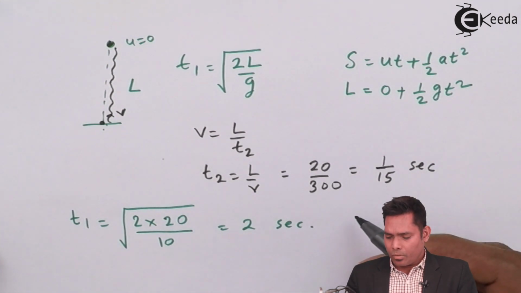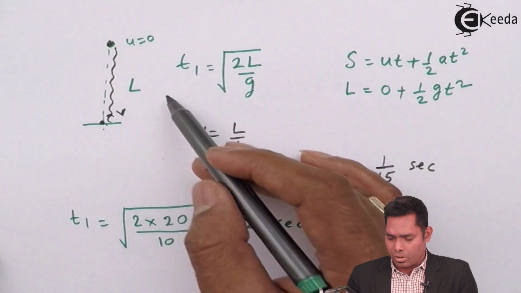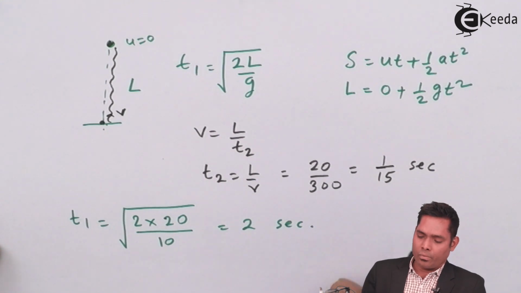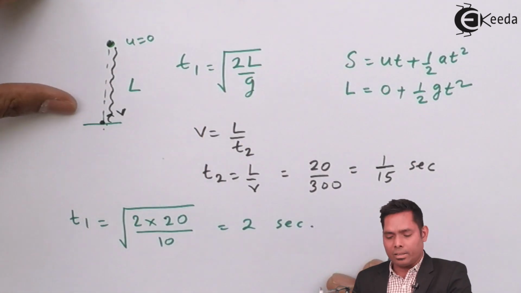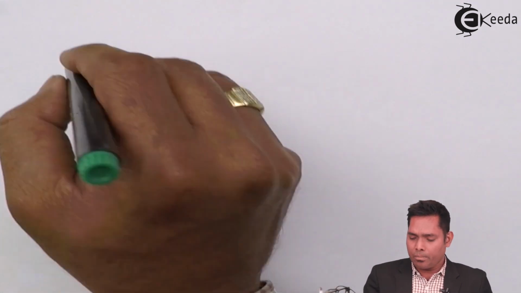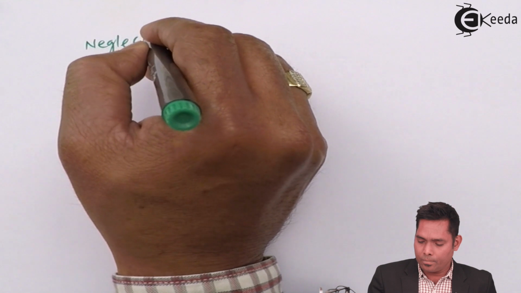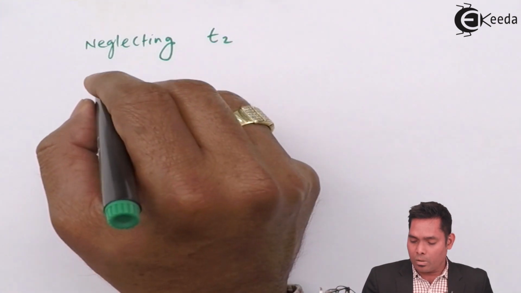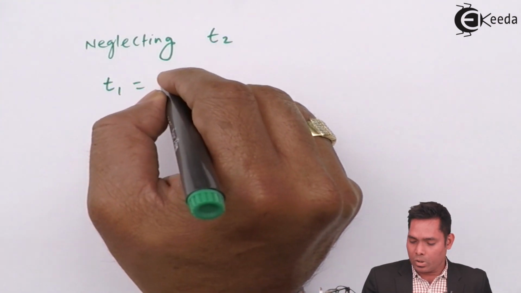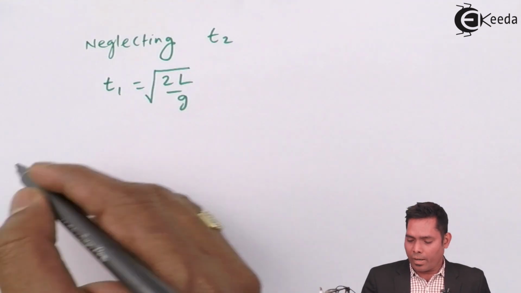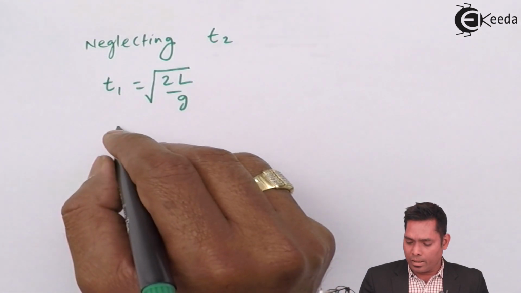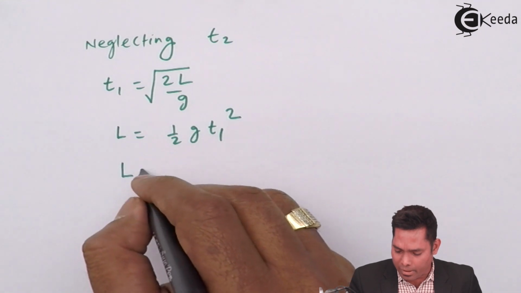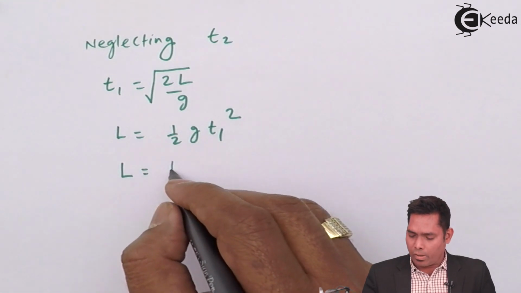This can be neglected. I can concentrate only on this expression rather than that expression, but you can still take both the expressions together. If I only take this expression, then I will still get the answer. So neglecting the time which is very small, my time here is 2L over G under root. If I open it up, then L is half G T1 square, or I'll just simply write L is equal to half GT square.